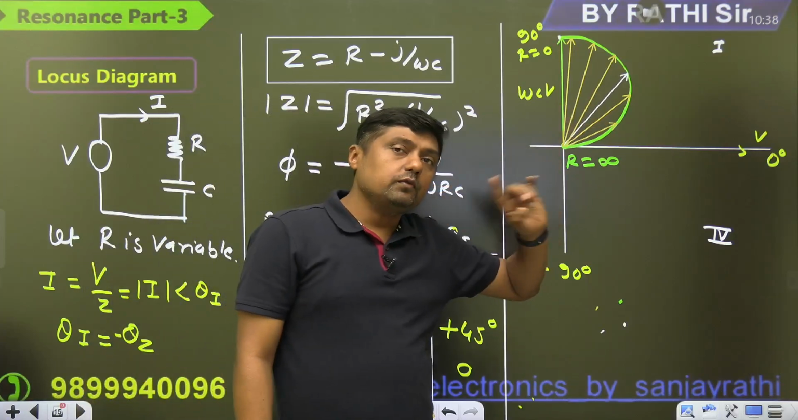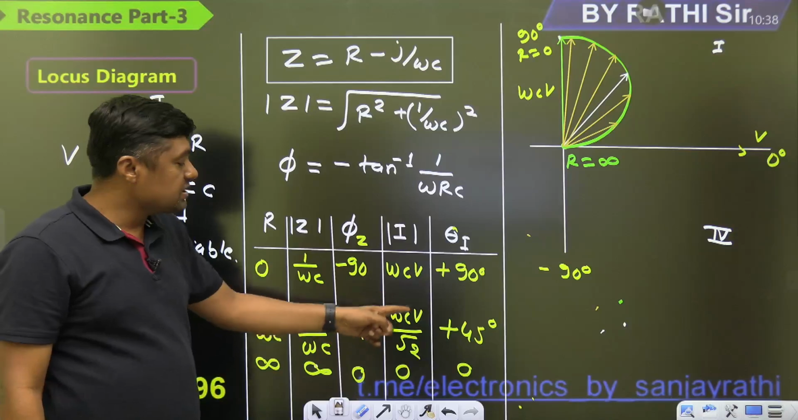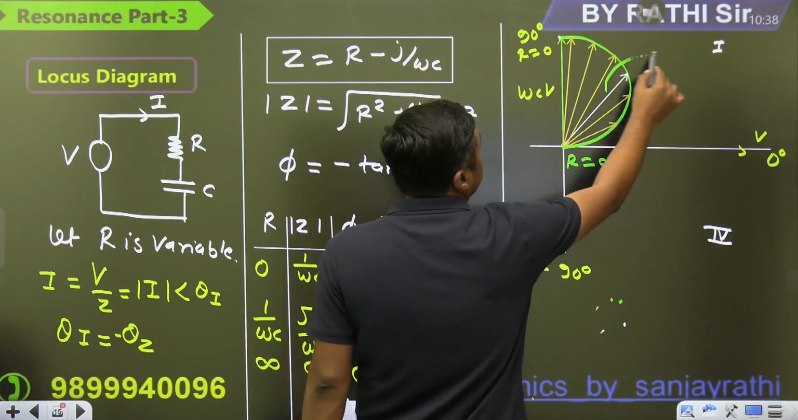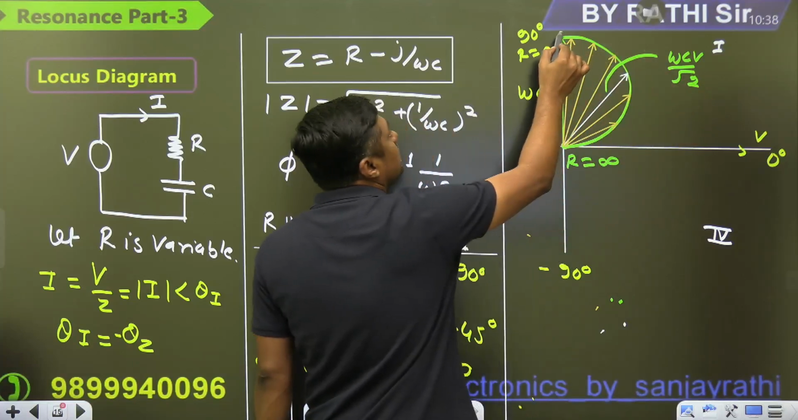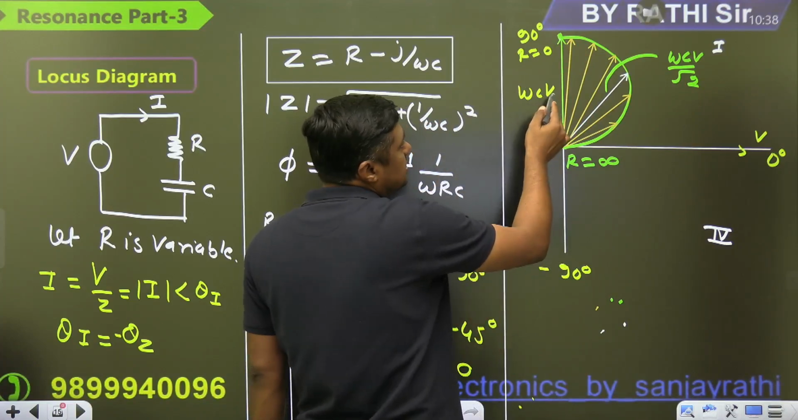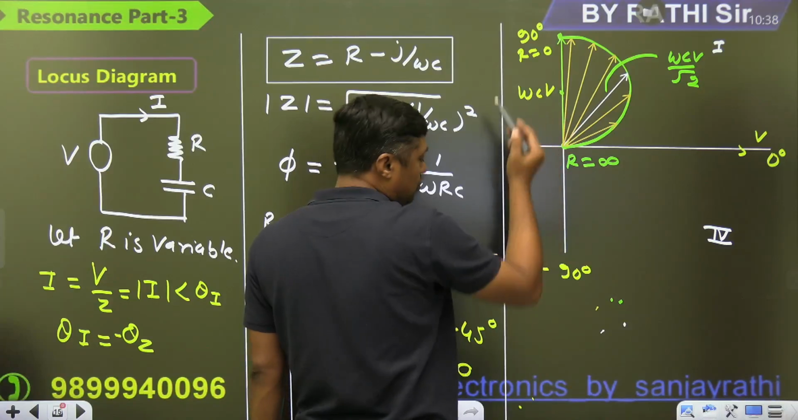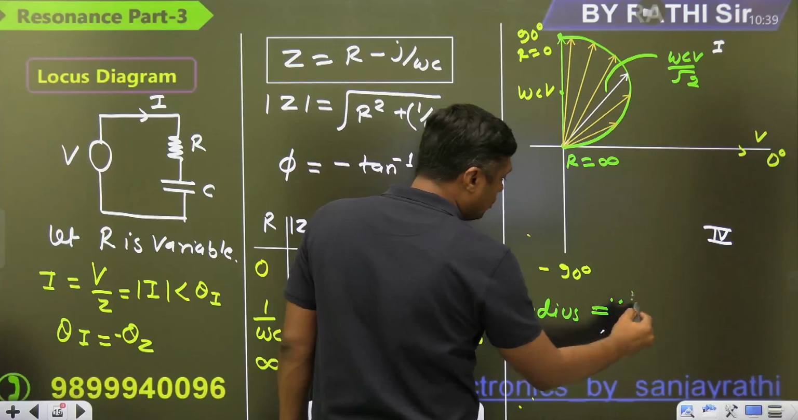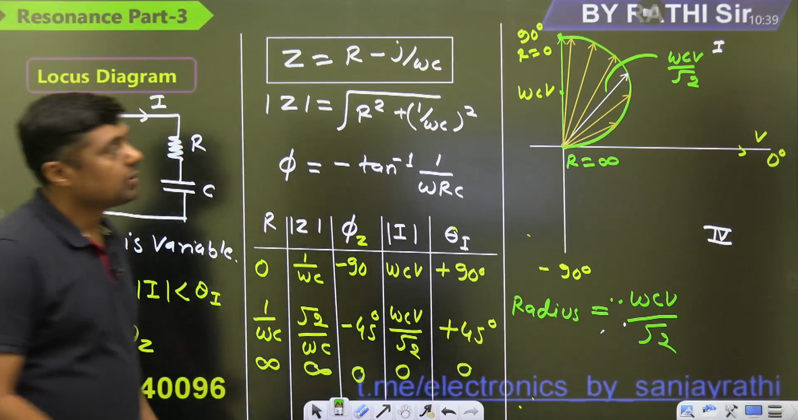And then this is a white line. You can draw a line where the angle is 45 degree, and that will give you the magnitude: omega CV by root 2. This is 1 by root 2 of maximum. What is the maximum value? Omega CV. Now they can ask, what is the radius of the semicircle? Half of this. Radius of the semicircle is omega CV by root 2. This is the radius of the semicircle.